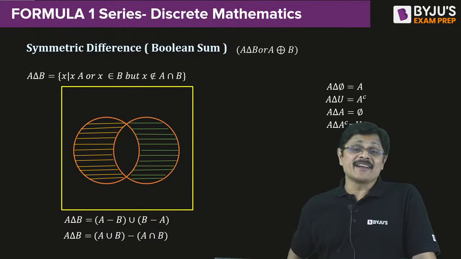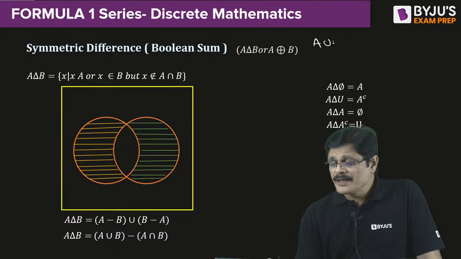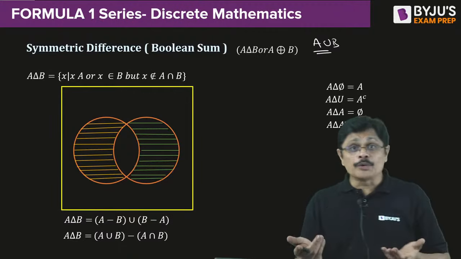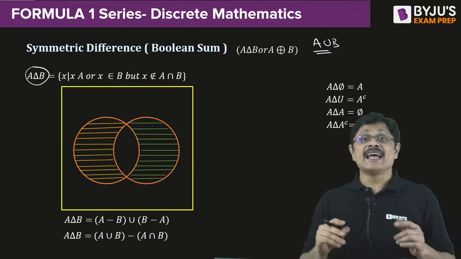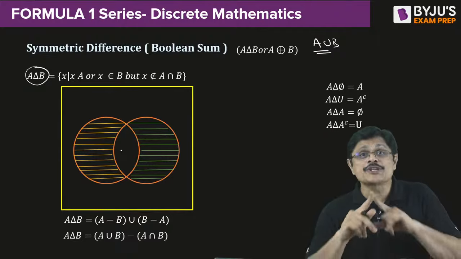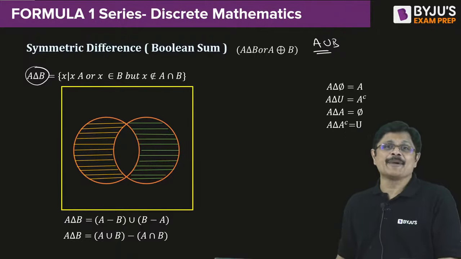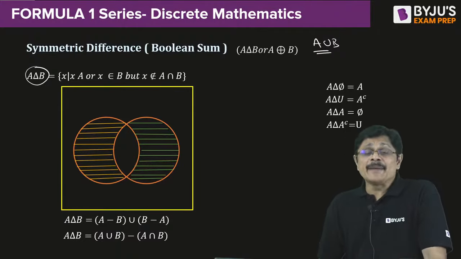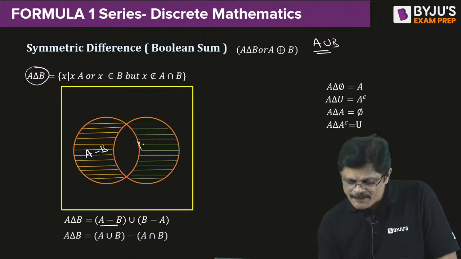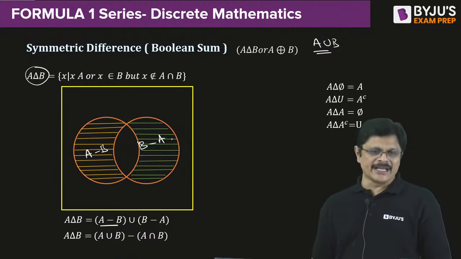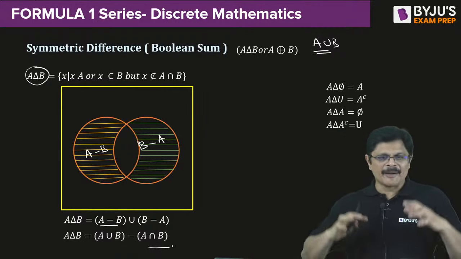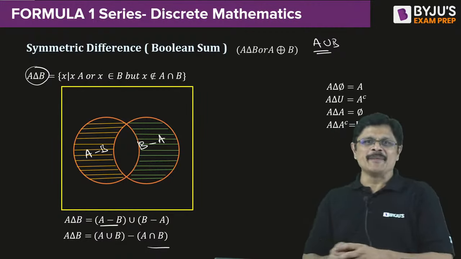Now comes symmetric difference. If you see union, union is actually inclusive or: either A or B or both. Whereas symmetric difference is exclusive or: A or B but not both. The common portion is missing, my dear friends. So A delta B means this part is called A minus B and this part is called B minus A. Union of those two you can take, or from entire A union B, you subtract A intersection B. From entire A union B, you remove A intersection B, my dear friends.